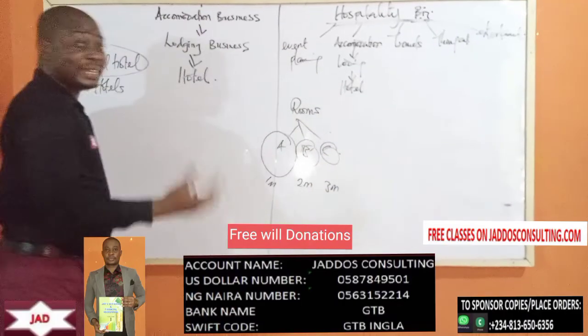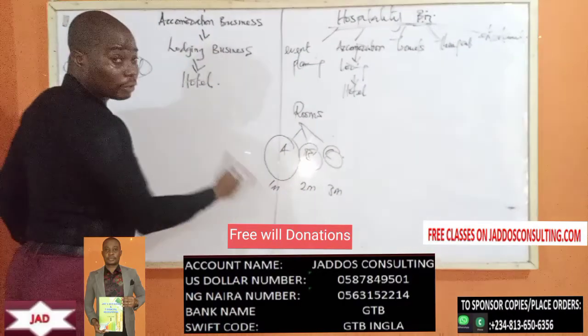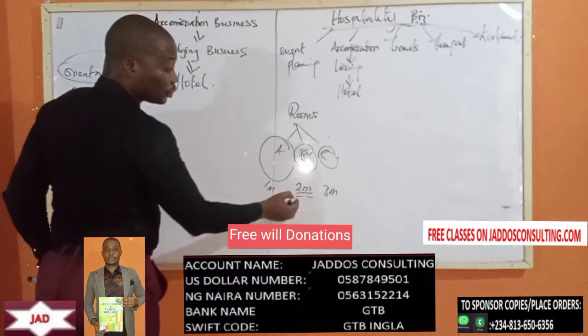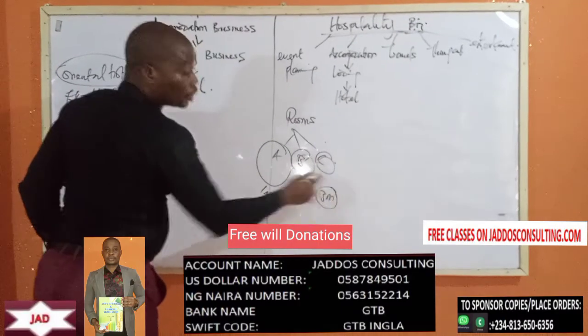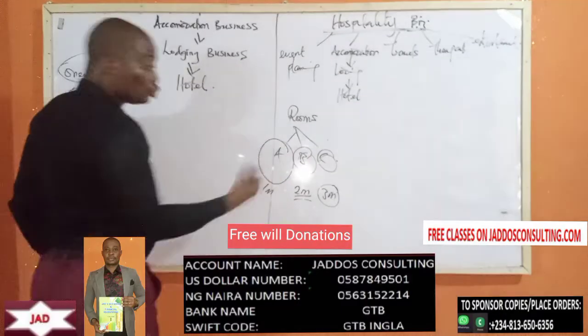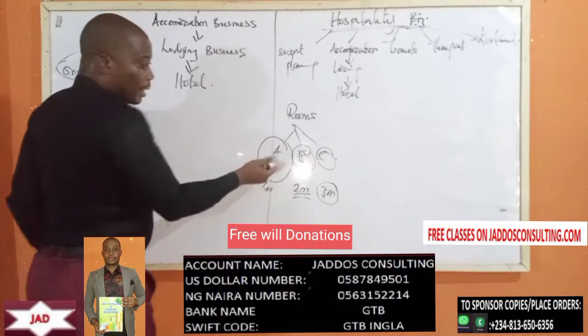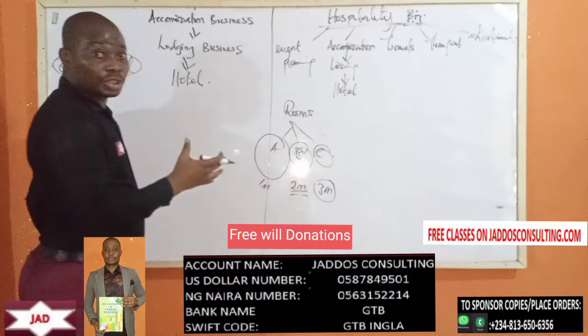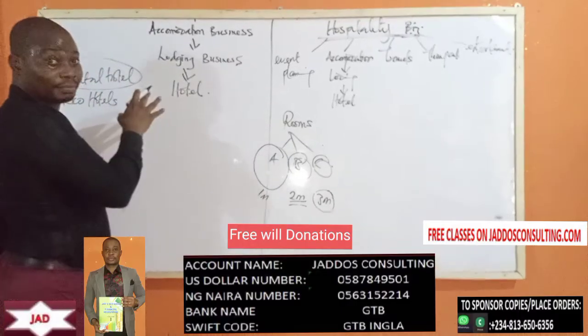So that means if you're spending a night in room A, you're paying 1 million. If you're spending a night in room B, you're paying 2 million. Room C, you're paying 3 million. So the idea is that the accommodation they are giving to you per billing in each of these rooms is a revenue to the hotel.